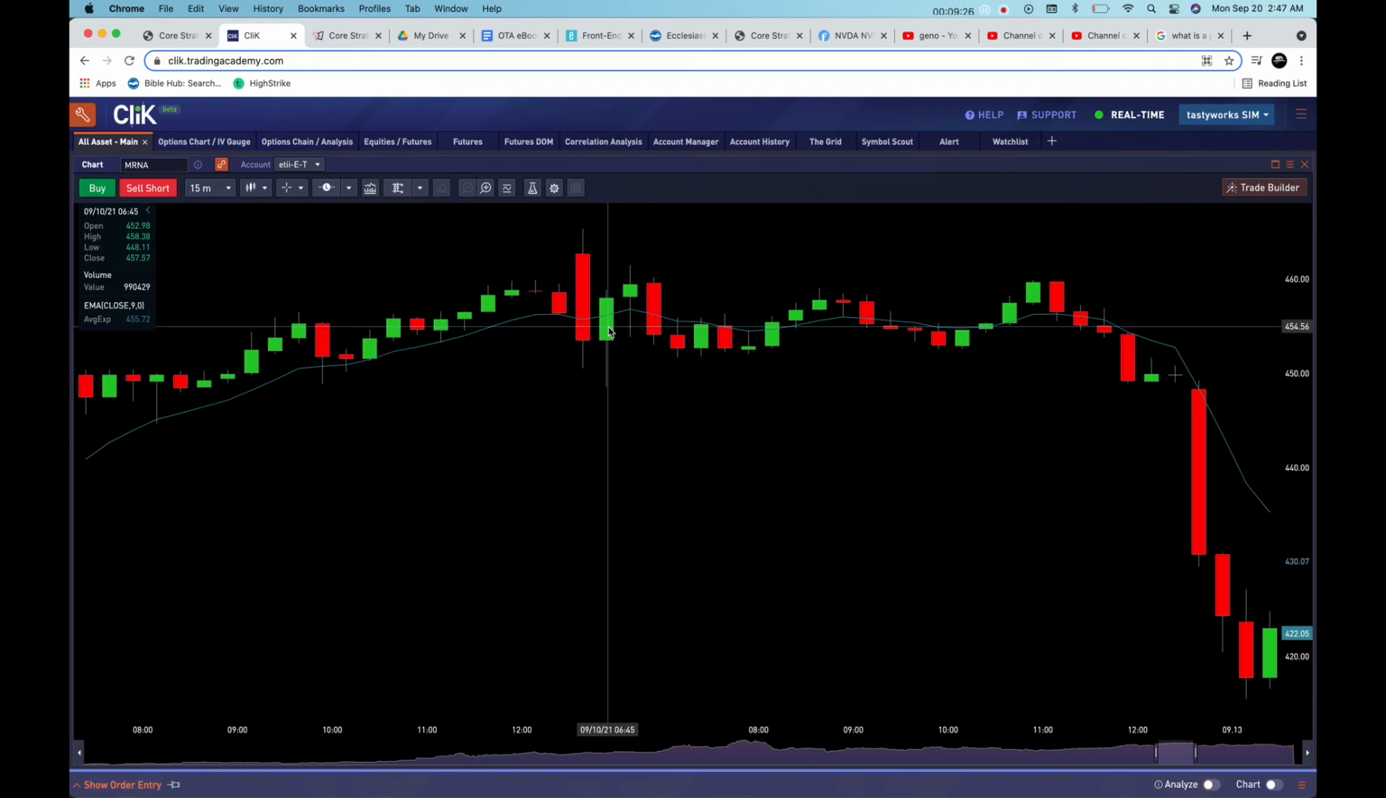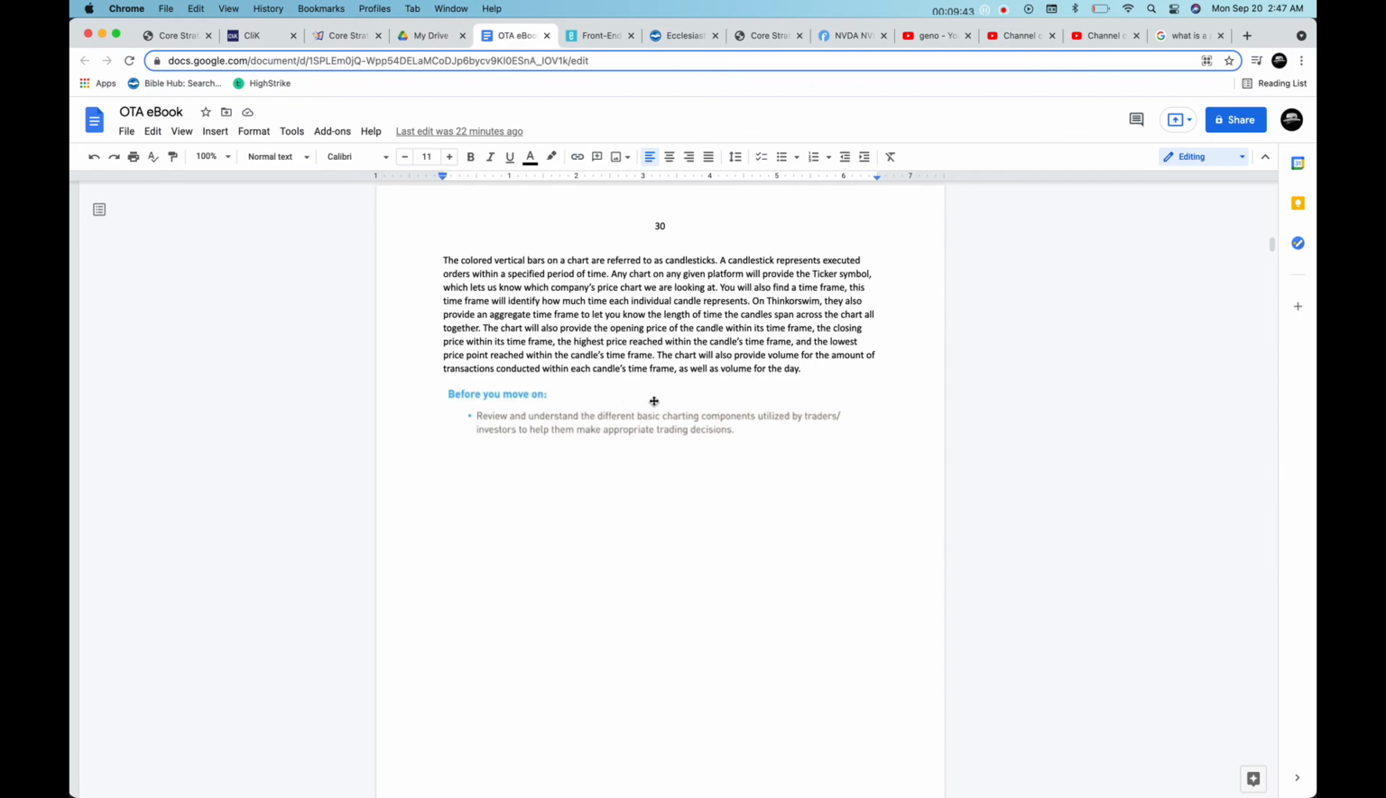Those are going to be some of the particulars that you're going to have available to you when looking at a chart. And of course, there are many others, but for the most part, these are going to be some very key elements that we're going to be looking at when we're analyzing a trade and going over positions and running our calculations and where we want to base our entries, our stop loss, and ultimately where we would like to take profits. Okay? So before you move on, go ahead and go back through, review, and understand the different basic charting components utilized by traders and investors to help us make appropriate trading decisions. And I'll look forward to seeing you in the next video.